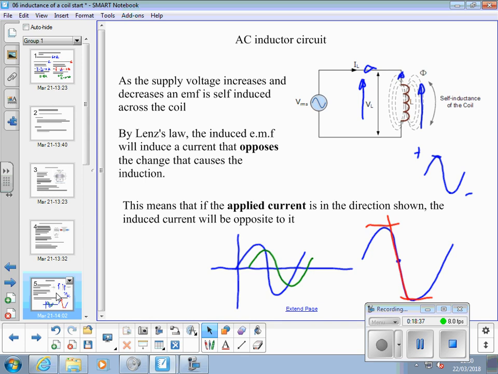So by Lenz's law, it will induce a current that opposes the change that has caused the induction. This means the applied current is in the direction shown and the induced current is opposite to it. The induced current will never get as big as the applied current. It's not possible, but it's going to restrict it for a certain length of time, catch up, and restrict in the opposite direction. Because remember, the applied current is constantly changing because of this sine wave.